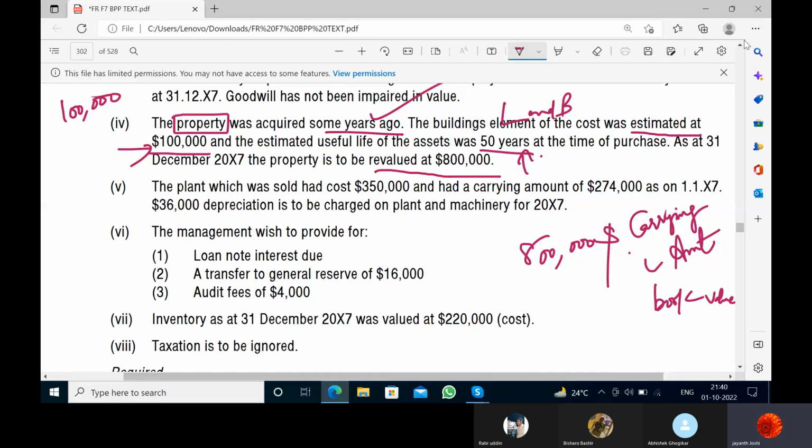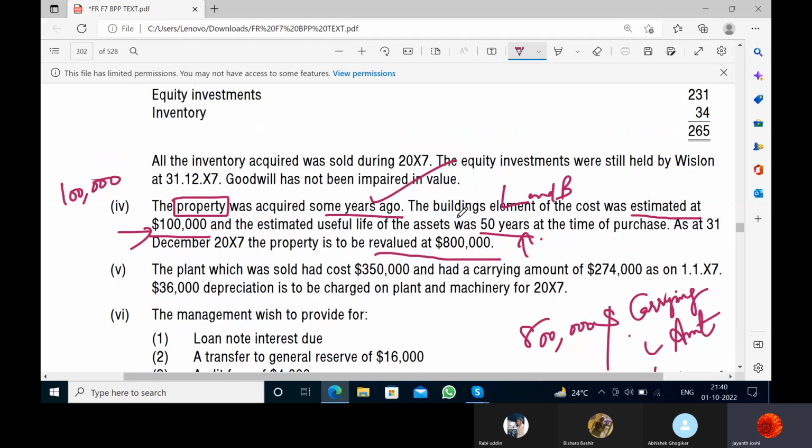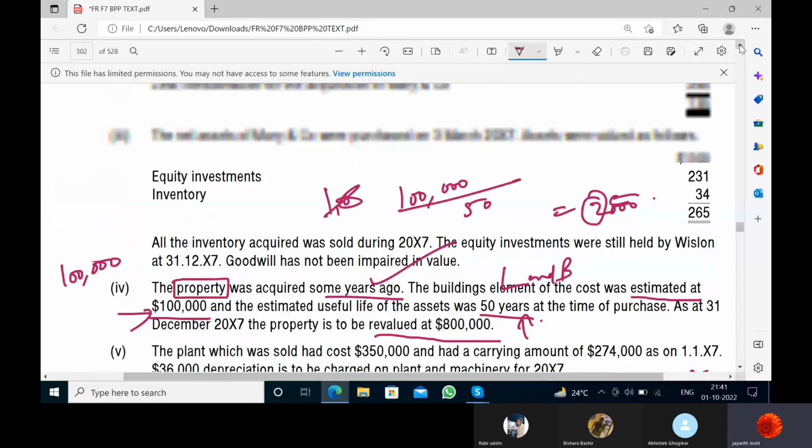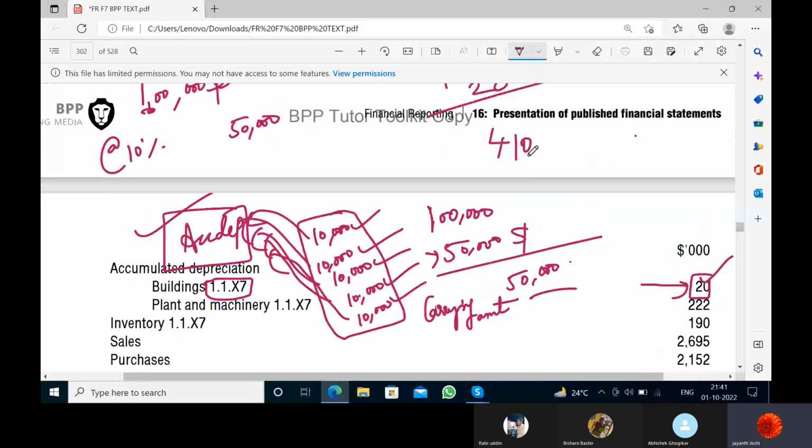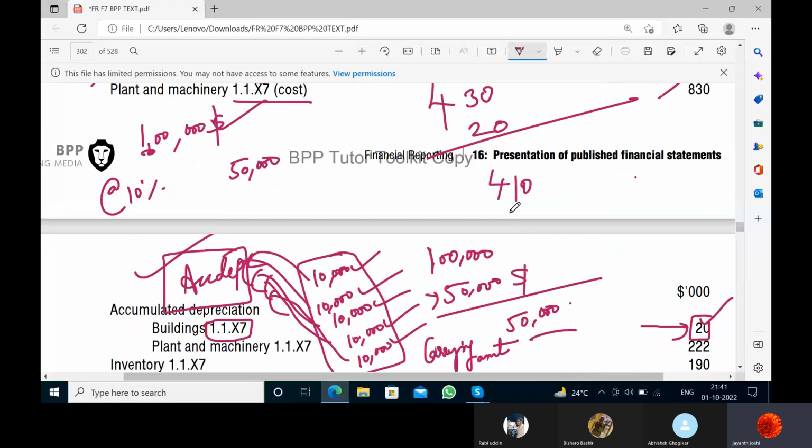See, which depreciation would be transferred? Now let's see here. The buildings element of the cost was estimated at $100,000, and the estimated useful life of the asset was 50 years. So now what is the depreciation of this building? We will take $100,000 and we will divide by 50 years. We get 2,000 every year. That means 3 zeros omitted, 2. So this is the current year depreciation of the building, which should be deducted from the building. So what I'll do is I'll just deduct the depreciation part, minus 2. That is the depreciation.